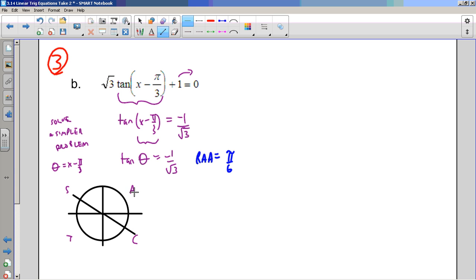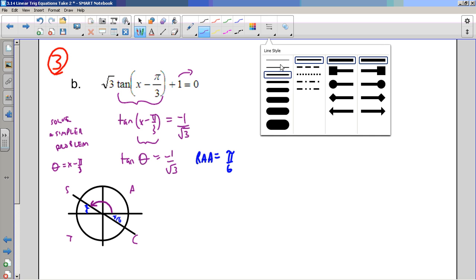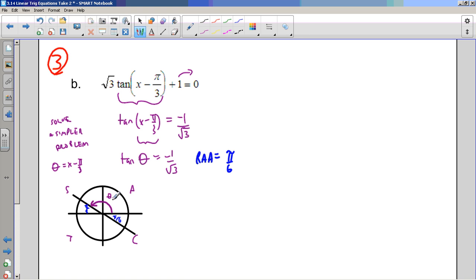And remember, the related acute angle's got to be the same in both spots. RA, the related acute angle. This is pi over 6, and this is pi over 6. And now I can see my two solutions for theta. There's theta, I'll call that theta 1. You say, Mr. Restall, it's this thing, it's x that we want. Well, hang on, I know, I'm getting to it. I'm solving a simpler problem. So there's theta 2. And now I can at least state my solutions theta 1 and theta 2.